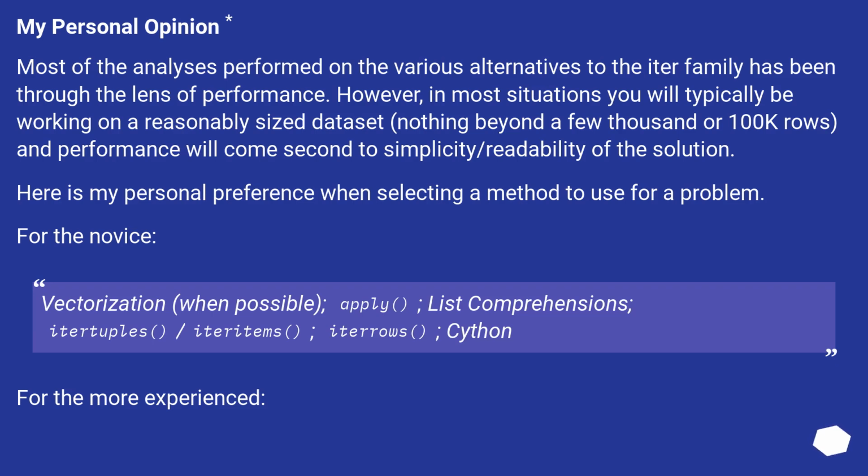My personal opinion: most of the analyses performed on the various alternatives to the iter family have been through the lens of performance. However, in most situations you will typically be working on a reasonably sized dataset, nothing beyond a few thousand or 100k rows, and performance will come second to simplicity/readability of the solution. Here is my personal preference when selecting a method to use for a problem.